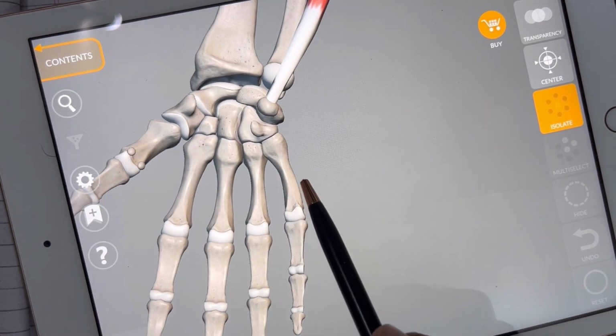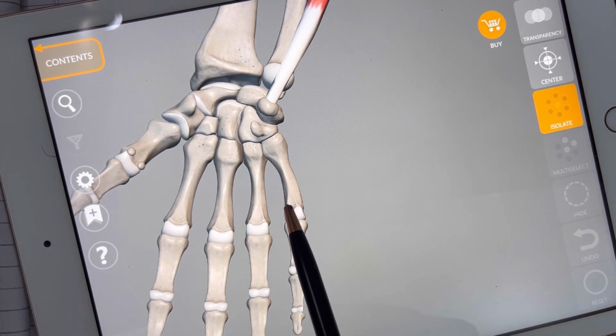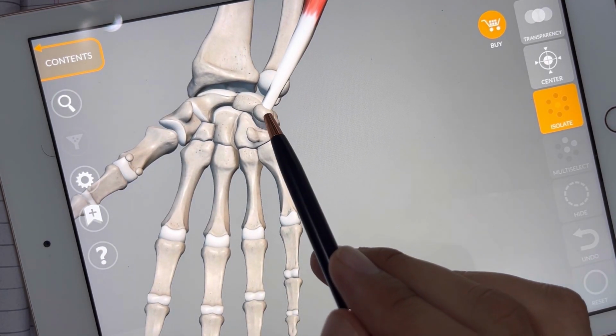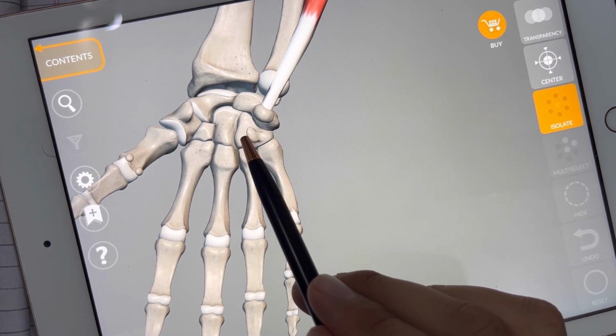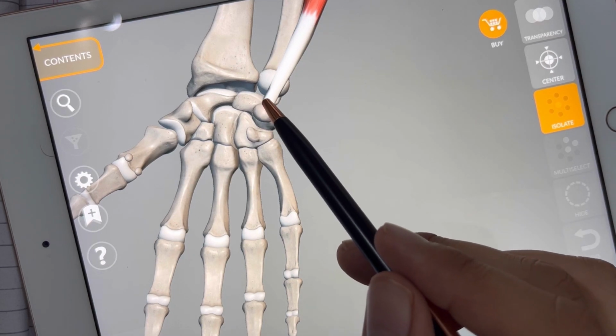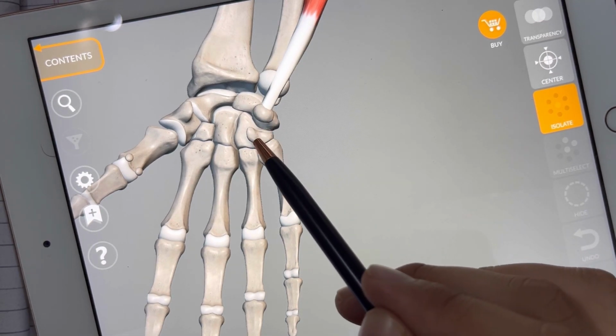This is the shaft of the fifth metacarpal bone, while this is the head. So the flexor carpi ulnaris muscle inserts on the pisiform bone, hook of the hamate bone, and the base of the fifth metacarpal bone. The proper insertion is not shown in the diagram.